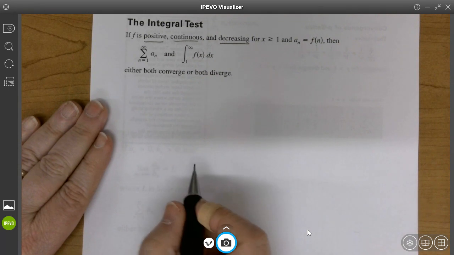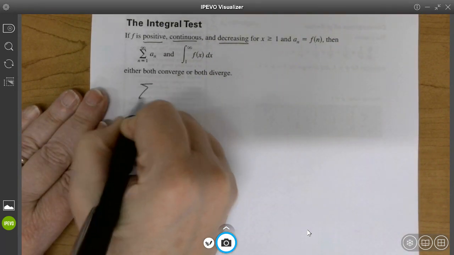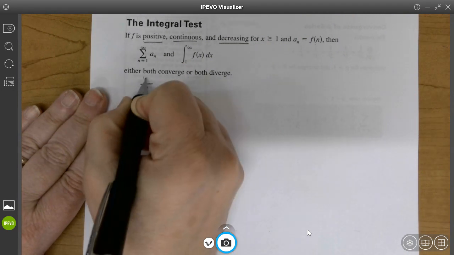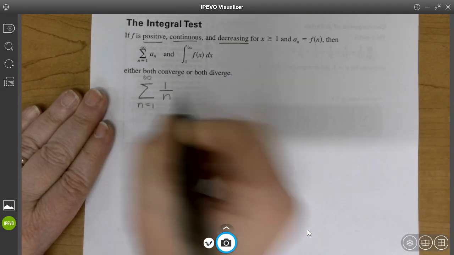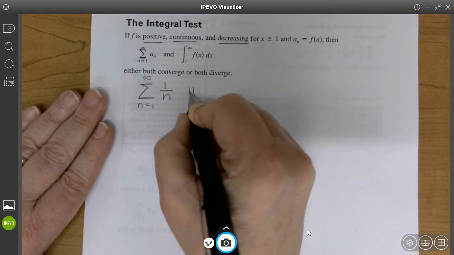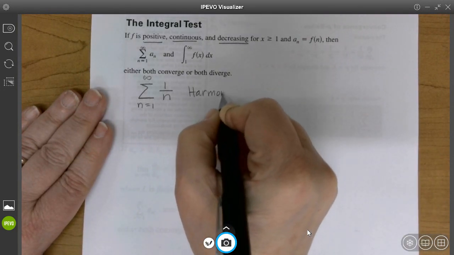Okay, here we go. I'm going to give us a famous series here that we're going to discuss, which is the series from n equals 1 to infinity of 1 over n. Okay, this is very famous, and it's so famous it has its own little special name, and it's called the harmonic series.